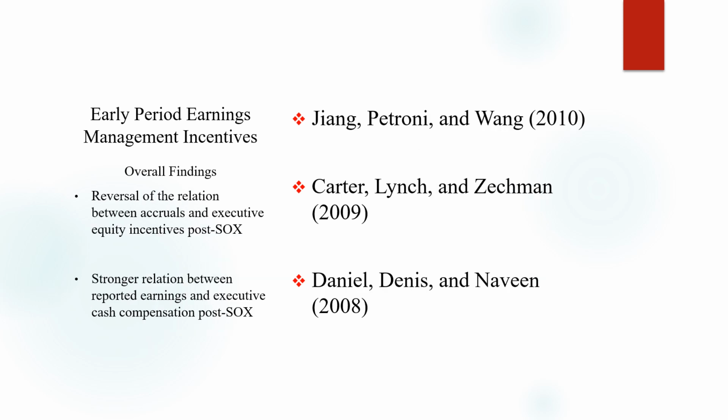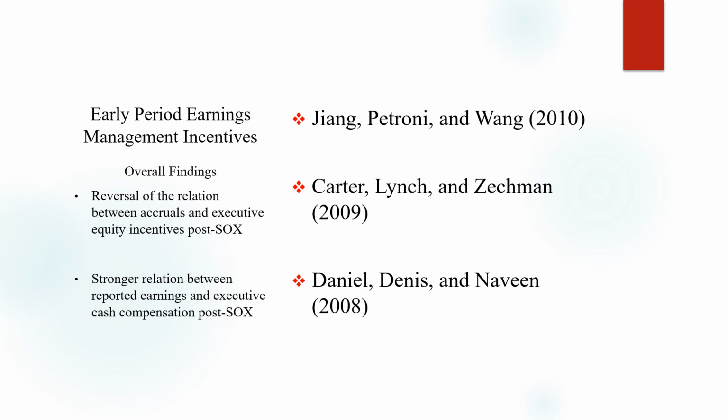There's also a series of papers which looked at the incentives to manage earnings in this early period. So Zhang, Petroni, and Wang in 2010 had a very interesting paper where they found that prior to Sarbanes-Oxley, there was a positive relationship between the executive equity incentives and accruals, right? Which is probably a very normal thing that you would see in business. But what they found is after Sarbanes-Oxley, that relationship between accruals and executive equity incentives not only faded away, but it actually reversed.